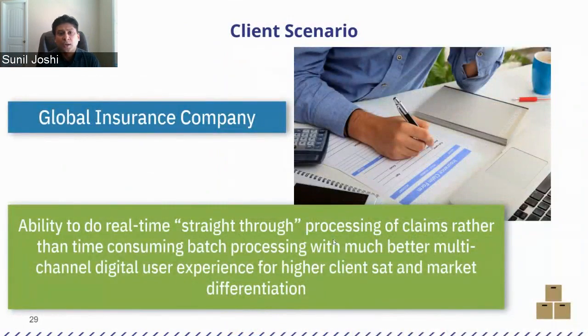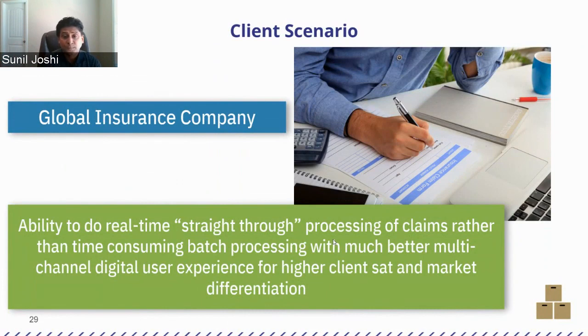So let's take a quick scenario, right? This is a made-up scenario, okay? There is an insurance company that is looking to have an ability to do real-time, straight-through processing of claims rather than relying on time-consuming batch processes, with a much better multi-channel digital user experience for higher client satisfaction and market differentiation. That's a mouthful, but it really covers a large gamut of the expectations that our clients have.